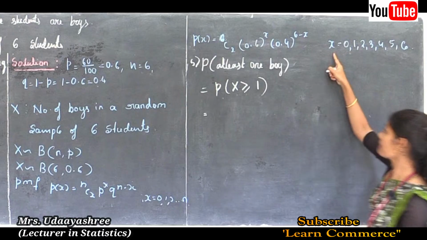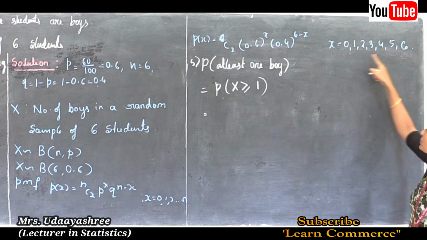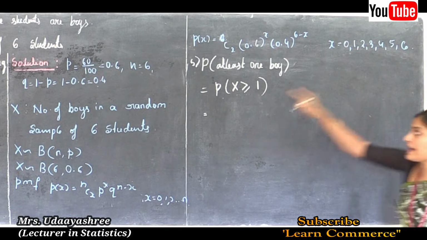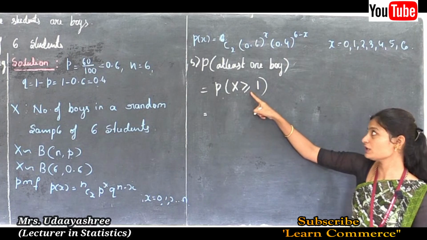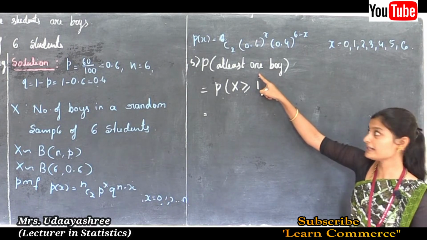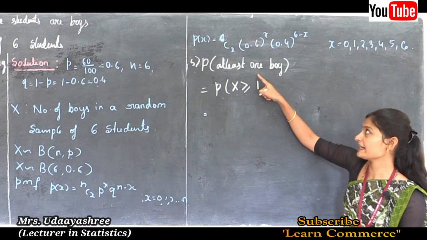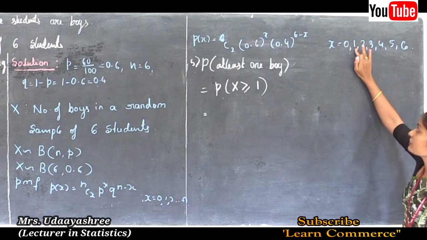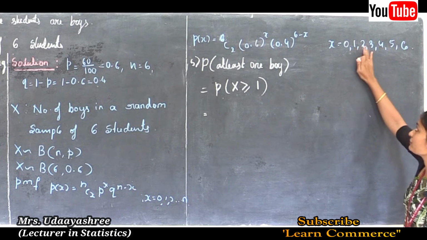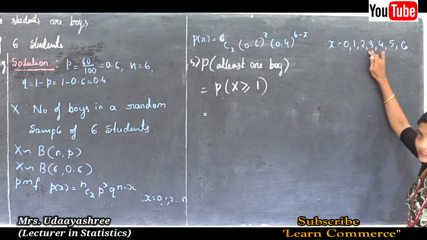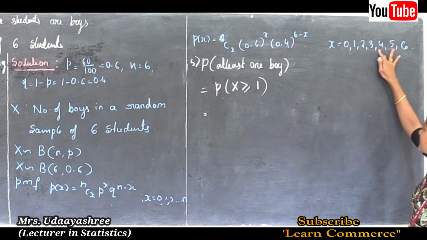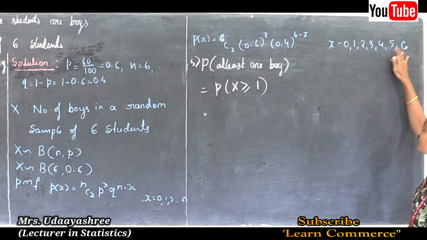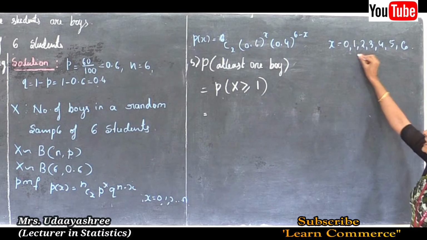See here, X values are given, that is 0, 1, 2, 3, 4, 5 and 6. X greater than or equal to 1 means, to find the probability of getting at least one boy, we need to calculate probability of 1 plus probability of 2 plus probability of 3 plus probability of 4 plus probability of 5 plus probability of 6. Okay, this is a lengthy process.